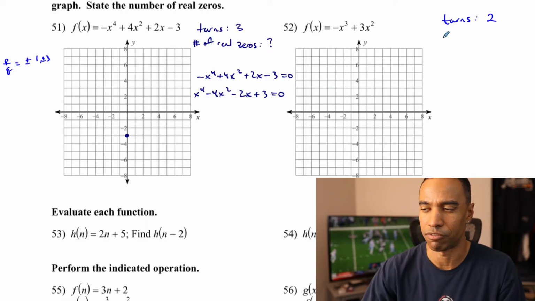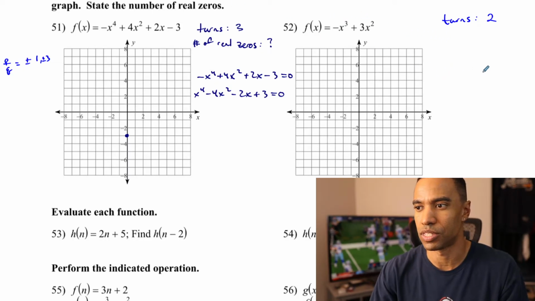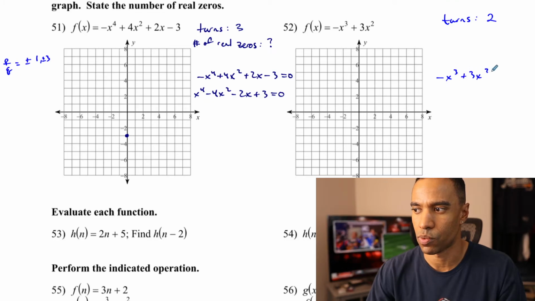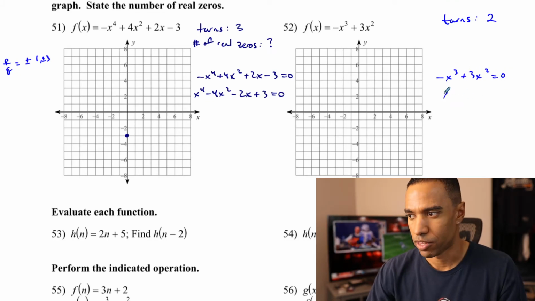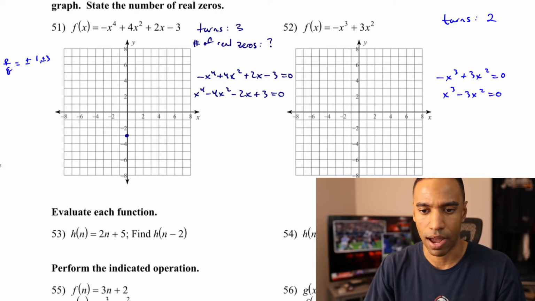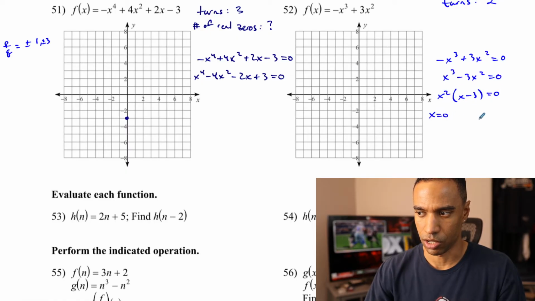Now, regarding turns here, the possible number of turns it can have is 2. Being a cubic, it can have 2 turns. Number of real zeros will come in the form of us, once again, setting this equal to 0. Negative x cubed plus 3x squared equals 0. Multiply everything by negative 1 there. x cubed minus 3x squared equals 0. Factor out x squared. x squared times x minus 3 equals 0. And this is x equals 0, x equals 3.